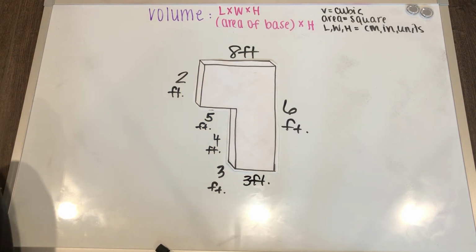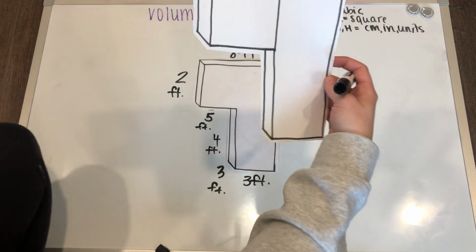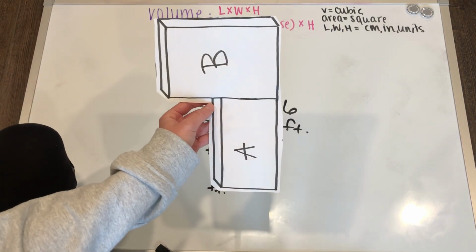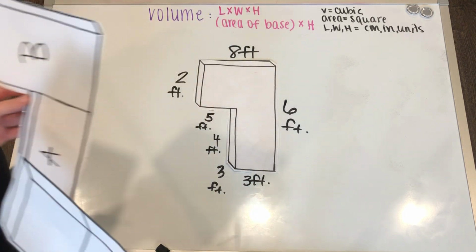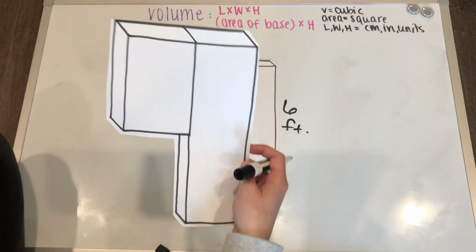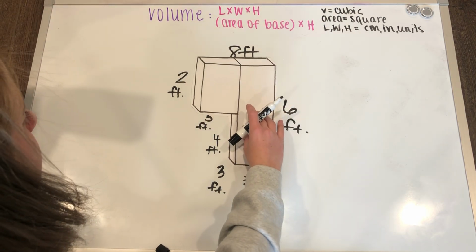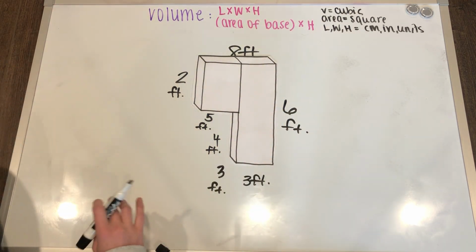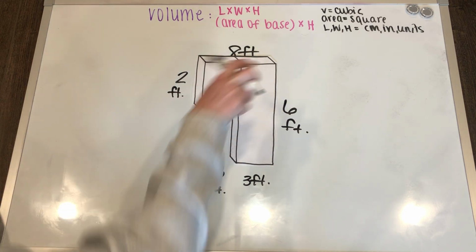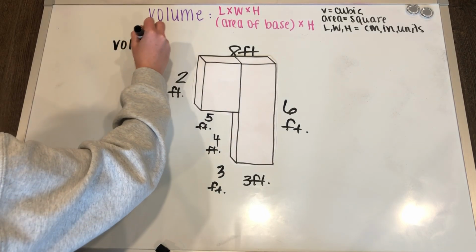All right, now let's find the volume. So there are 2 different ways that we could find the volume of this. We could either find the volume by splitting it like this, or we could split it across, kind of like how we had this before. So we can either split it all the way across horizontally, or we can split it vertically. Well, let's go ahead and split this vertically. We'll call this one A and this one B. So let's find the volume of A, which is this one.